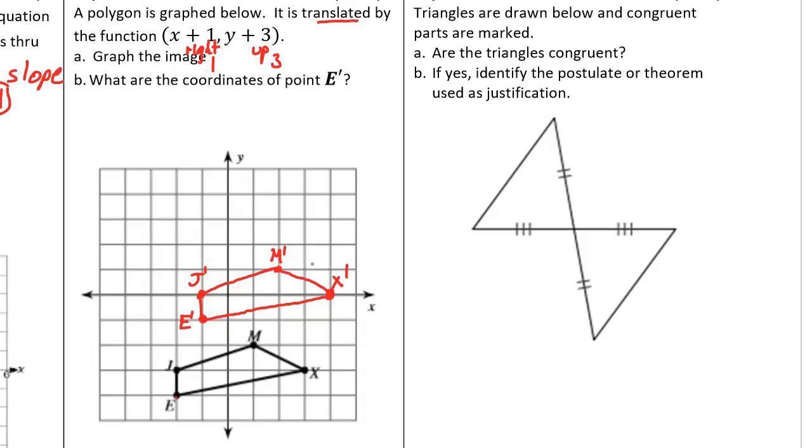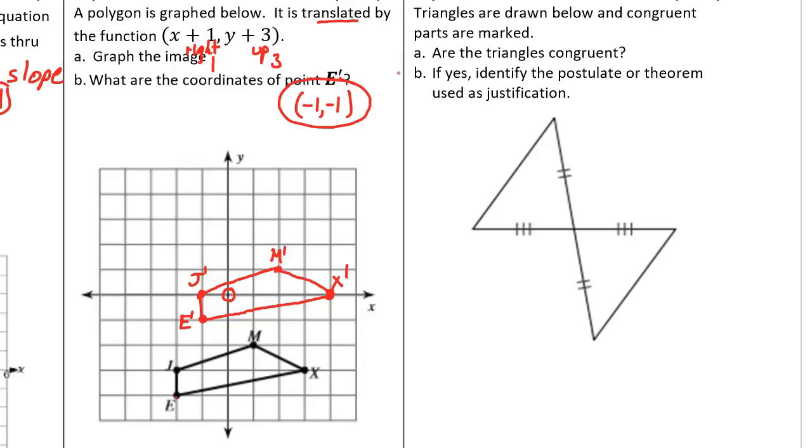There's a part B to this question. What are the coordinates of point E prime? Right in the center of the grid is the origin. Here's E prime. It's left 1 unit, down 1 unit. And so it's -1, comma, -1.